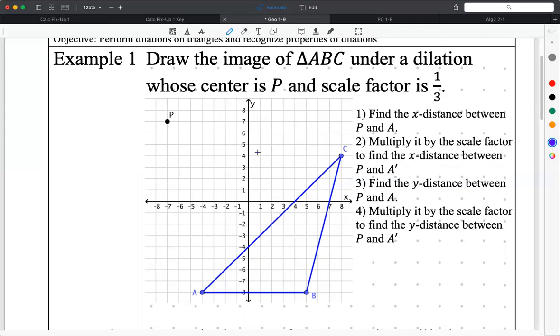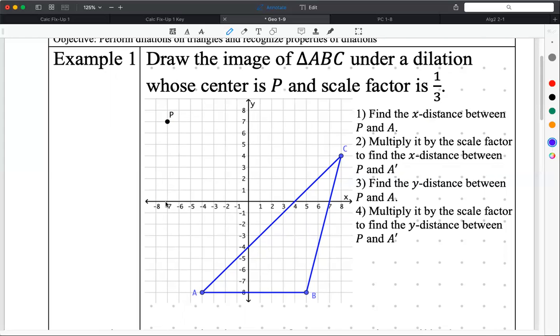So here's your general procedure that I created for you guys. You don't need it. It's really just boiling down to logic, but if you really need some help, here are the steps. So step number one, we're going to find the x distance between P and A. Okay, so the x distance between P and A.